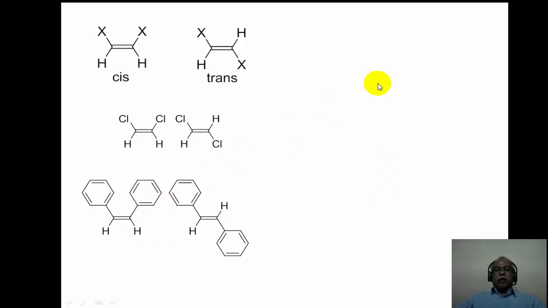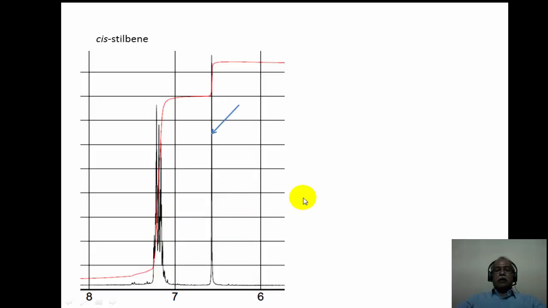Now, if you take a highly symmetrical molecule like dichloroethylene, cis and trans isomer, or the cis-stilbene and trans-stilbene kind of molecule, these two hydrogens do not couple with each other. As a result of that, we are not able to use the J value to determine the stereochemistry of this class of molecules. Let us have a look at the NMR spectrum of cis-stilbene.